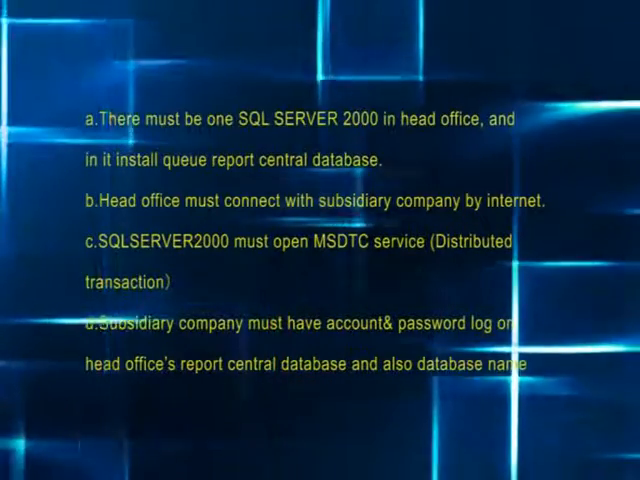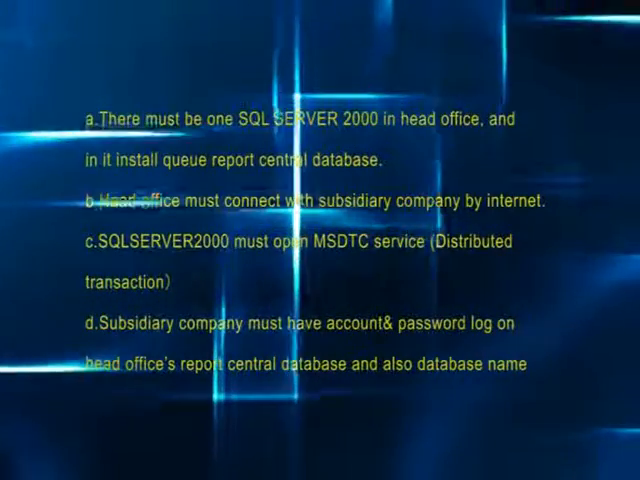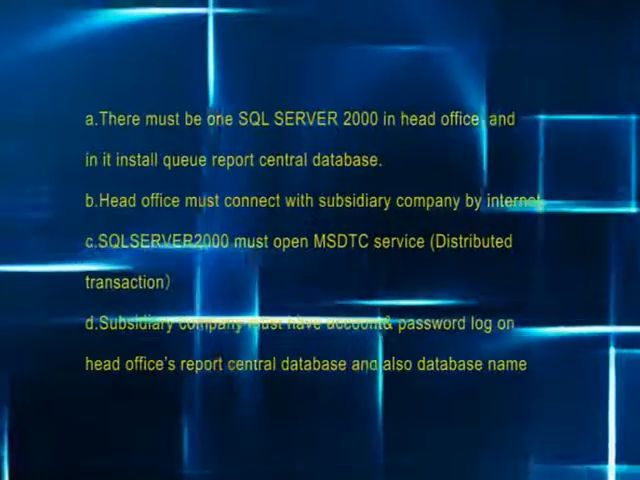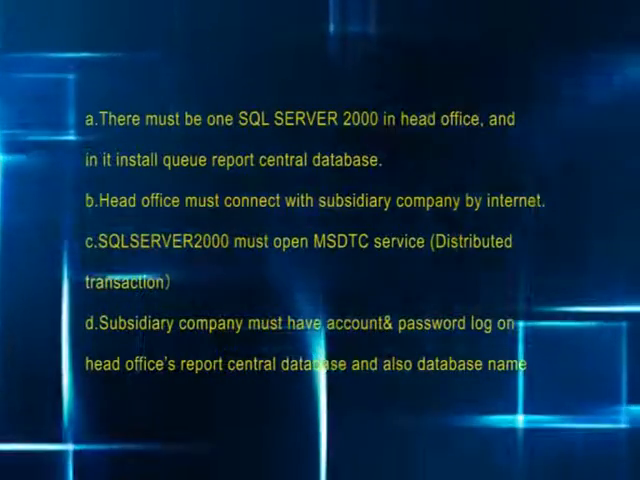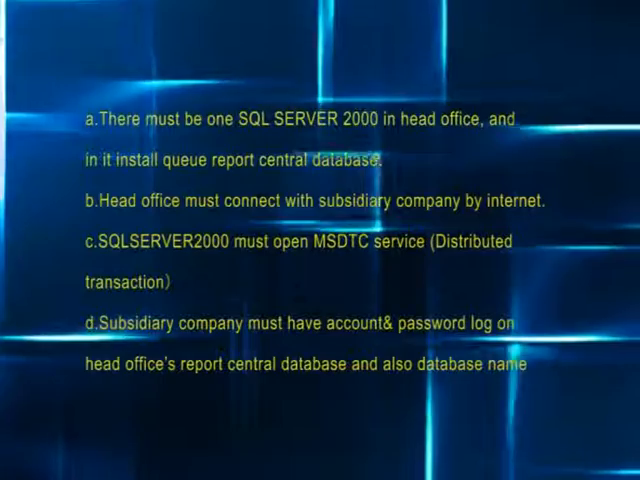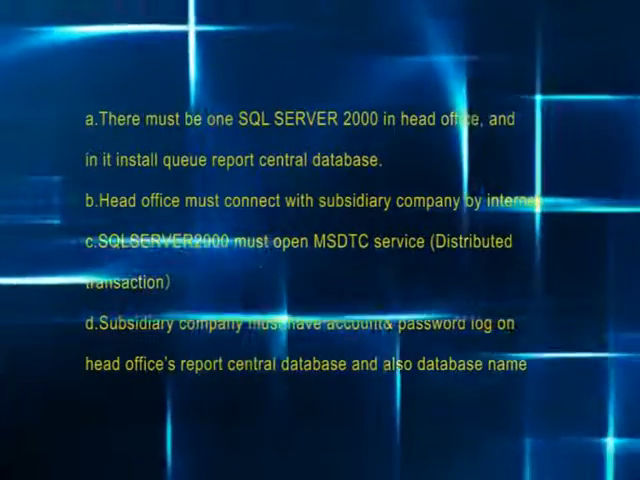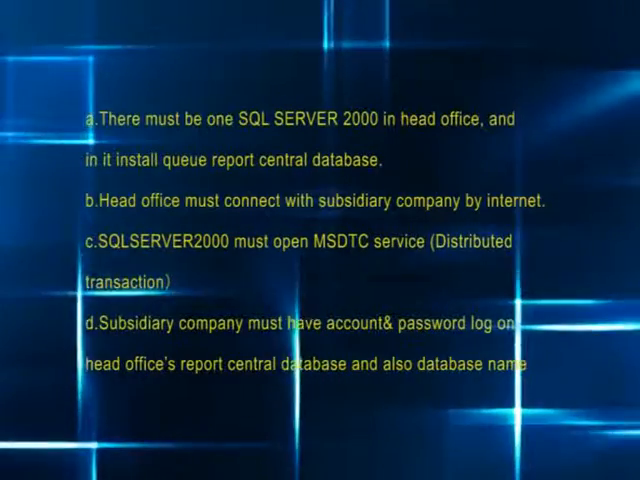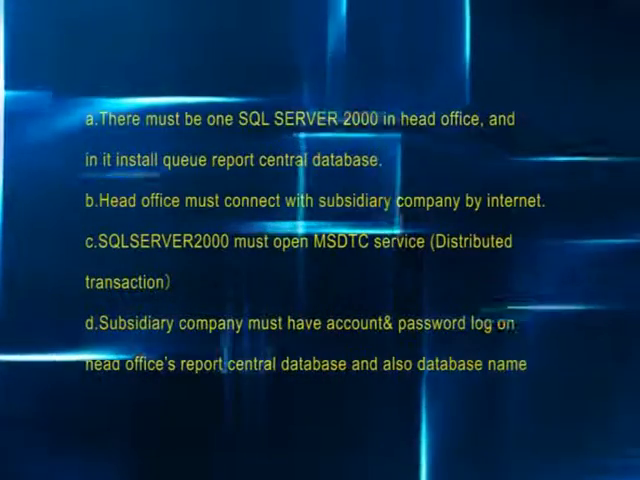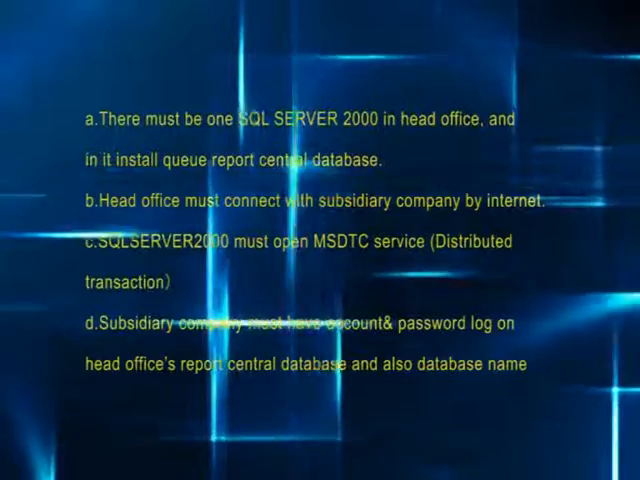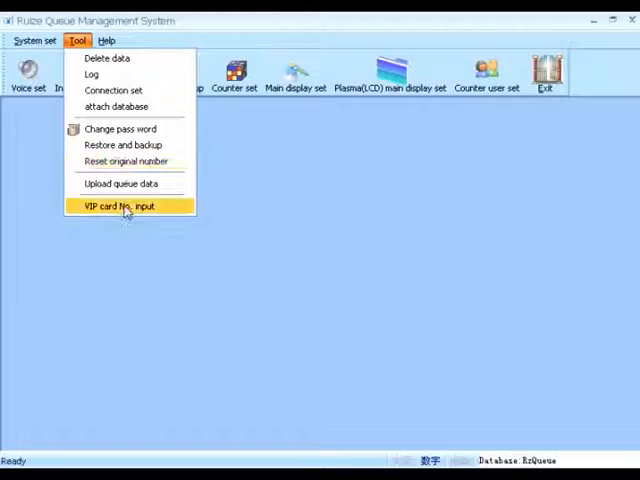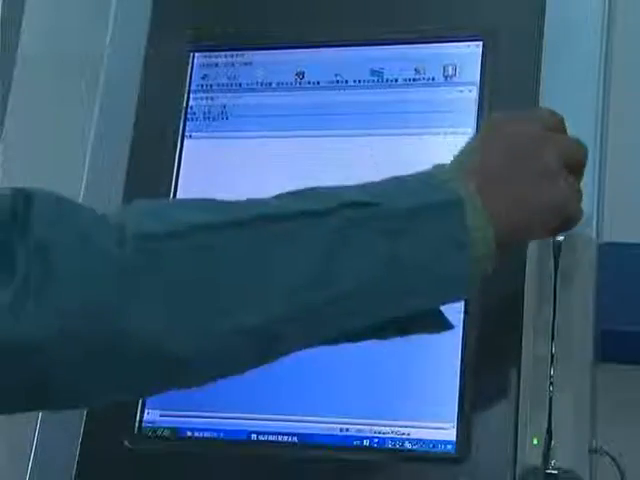B. The head office must connect with the subsidiary company by internet. C. SQL Server 2000 must open the MSDTC distributed transaction service. D. The subsidiary company must have an account and password to log on to the head office report central database, and also the database name. Input VIP card number.